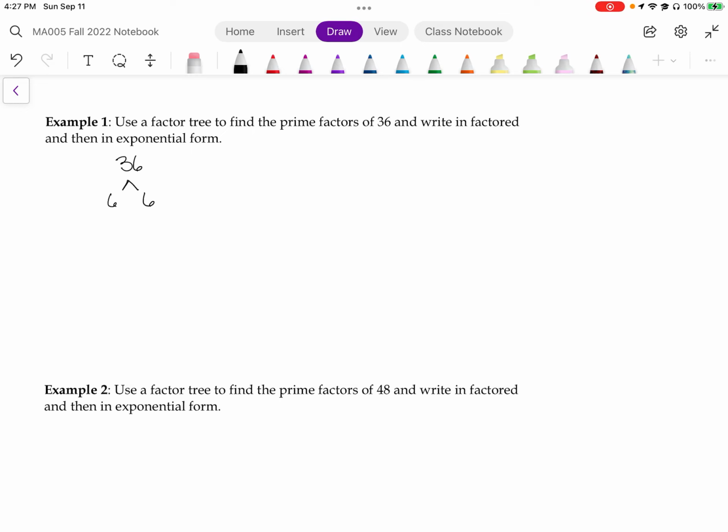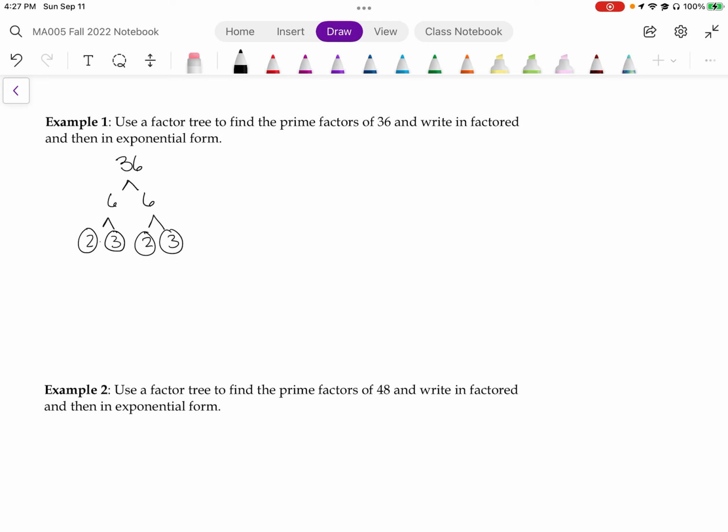6 factors down. Always start with 2 and 3 and 5 and see if those numbers go in. So does 2 go into 6? Yes, it does. It's 2 times 3. Okay, so now 2 is prime. I'm going to put a circle around it. So is 3. This other 6 does the same thing, 2 and 3. All right, so now we're done. Those are primes. You can't factor those anymore, so we are done.